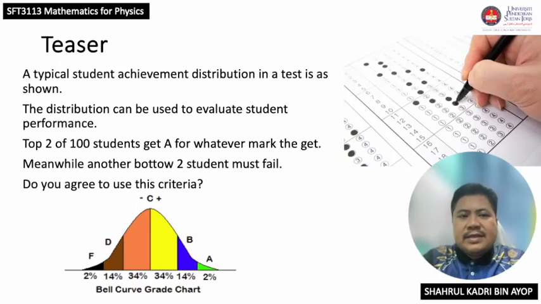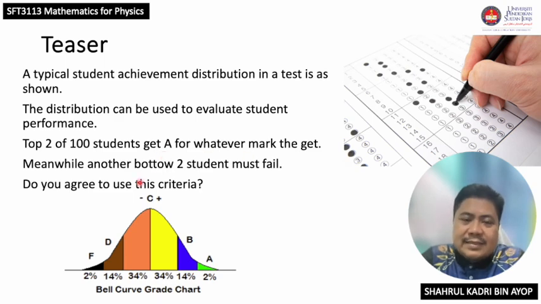Okay, a typical student achievement distribution in a test is as shown in this distribution. This is what we call a bell curve grade chart. The distribution can be used to evaluate student performance in any examinations. So, for example, top 2% of 100. For example, there are 100 students in the class. The top two students will get A for whatever mark they get.